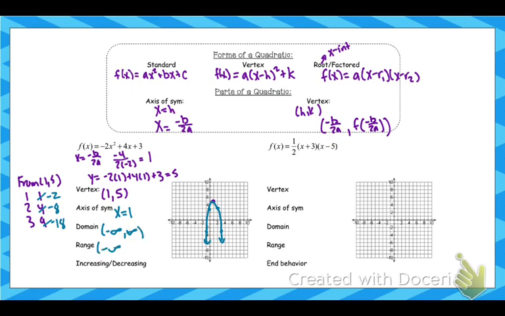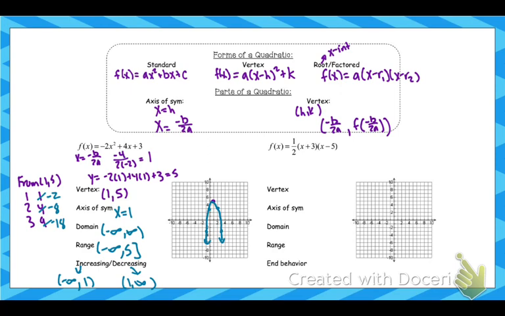Range, again, bottom to top. And then this graph is increasing on this section. And it's decreasing on the other section. All right, this next one is in root form.